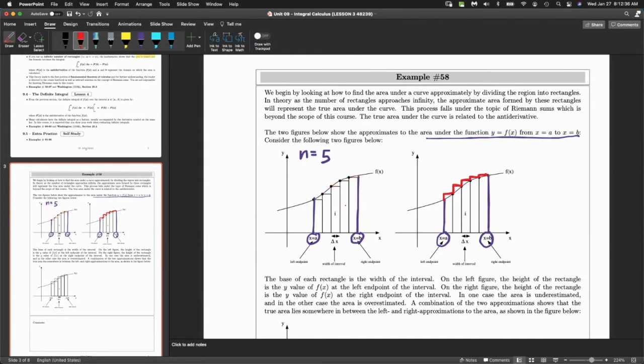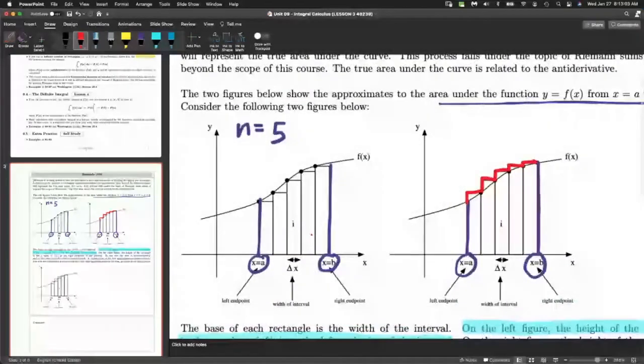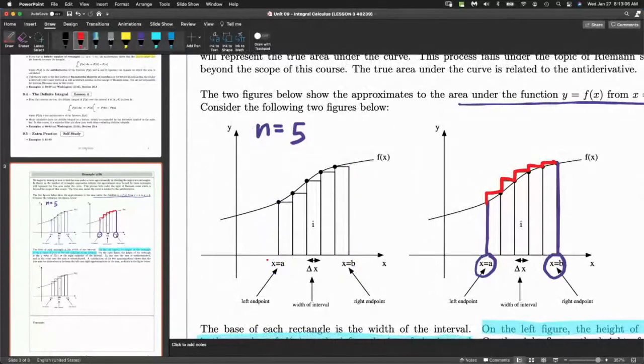So how are we actually getting the heights of the rectangles? That's discussed right here, and it's probably the most crucial thing to the process. On the left figure, the height of the rectangle is the y value at the left endpoint of the interval. I know that looks scary because it's a pretty long sentence, but let me break it down for you. See the first rectangle here? We'll call this one number 1.